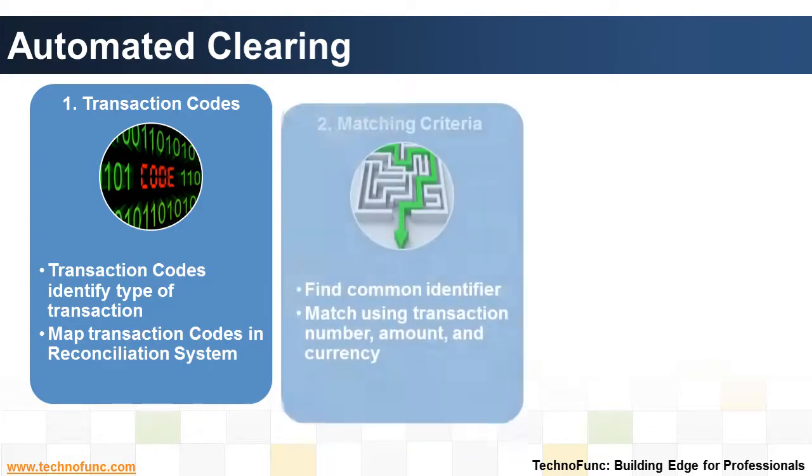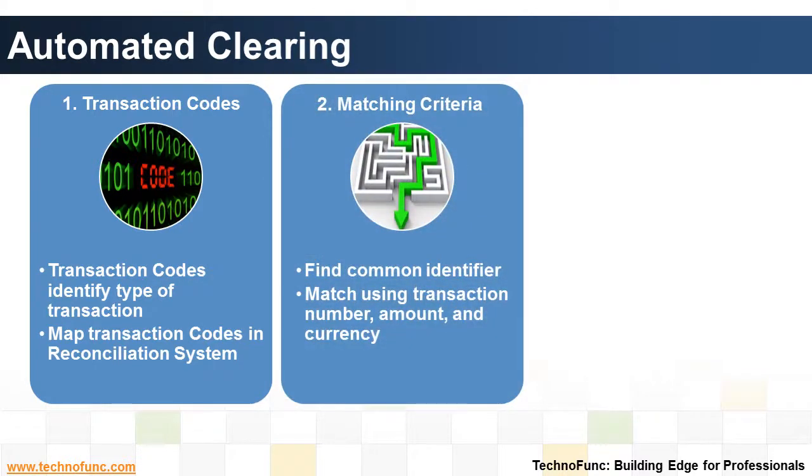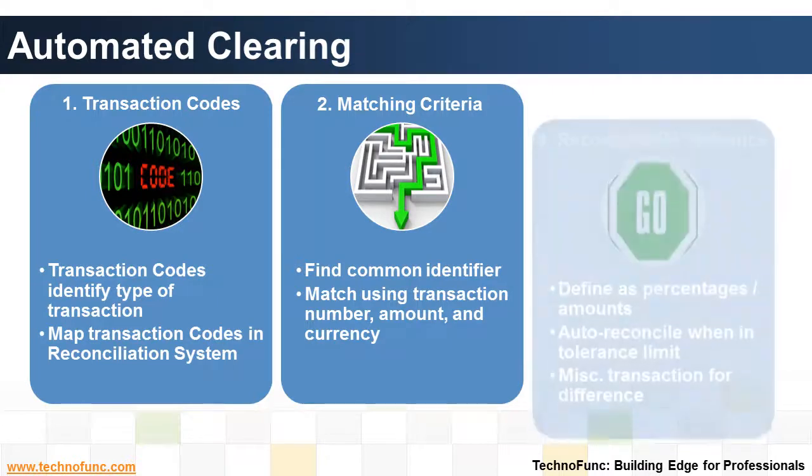2. Matching criteria. Automated matching can only be done if you can find a common identifier between the transaction details as recorded in your subledgers and the bank statement. Automated systems generally match a bank statement line against a payables payment transaction, receivables receipt transaction, payroll disbursals and miscellaneous transactions using a transaction number such as the payment or deposit number, bank account, amount and currency.